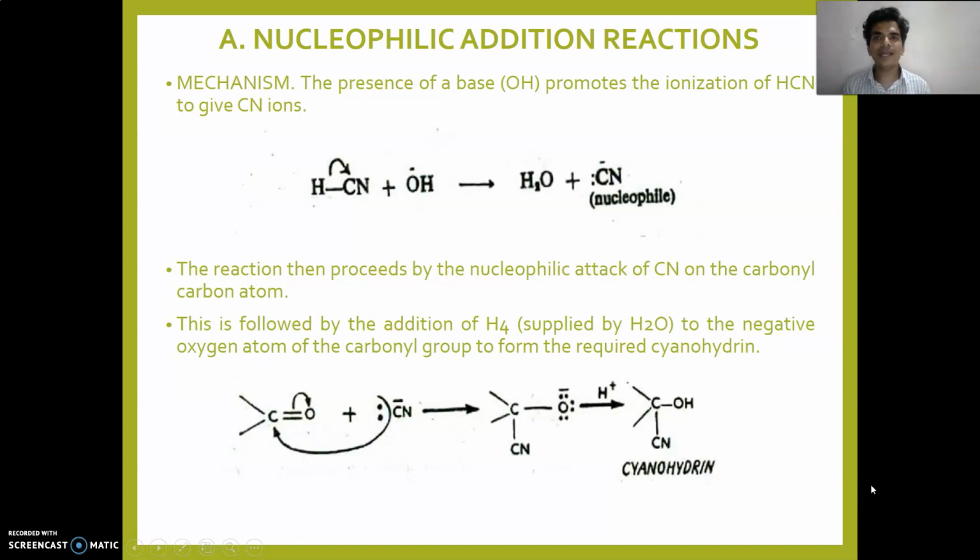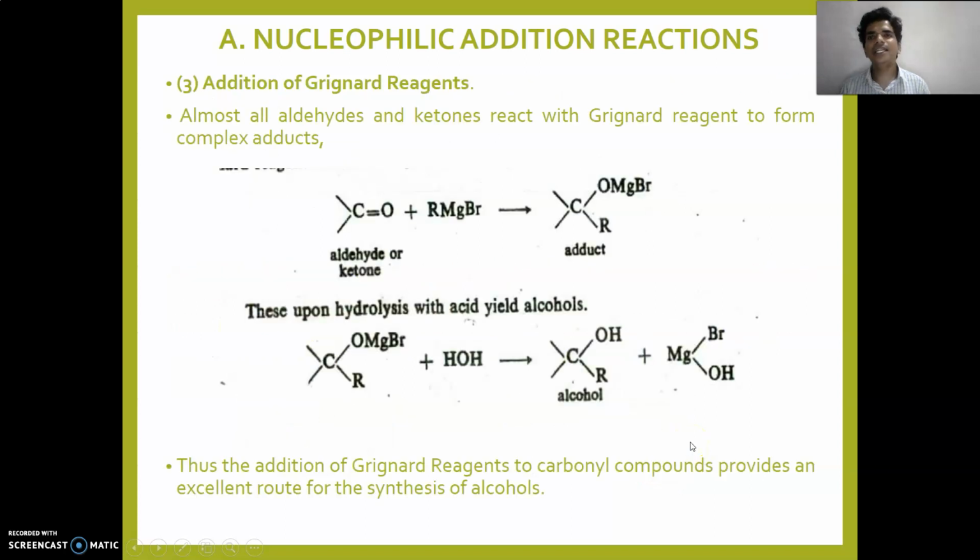The mechanism is based on the presence of the base OH, which promotes the ionization of hydrogen cyanide and gives the nucleophile. The reaction then proceeds with nucleophilic attack on the carbonyl carbon, followed by the addition of H2O to the negative oxygen atom of the carbonyl group, forming the cyanohydrin compound. Next is the addition of the Grignard reagent, RMgX, that is RMgBr.